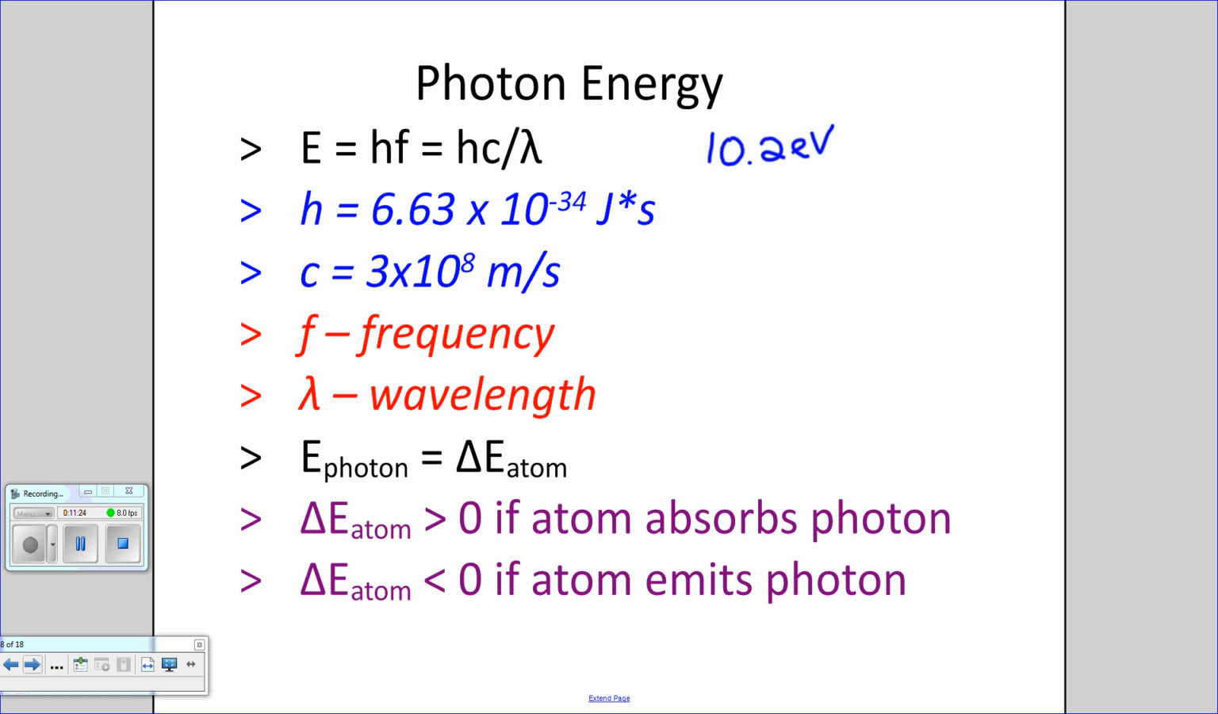Okay. Now, h is our Planck's constant, which we've already seen, and that has the units of joules times seconds. So we need to get that electrovolt into joules. So we multiply by 1.6 times 10 to the negative 19. And we can get our amount of energy in joules.